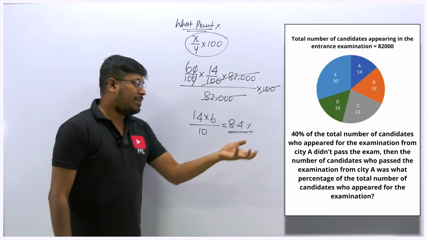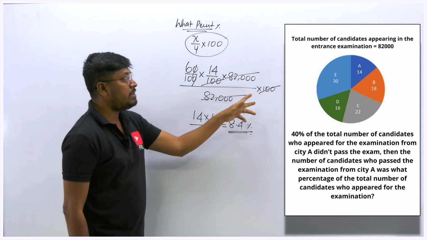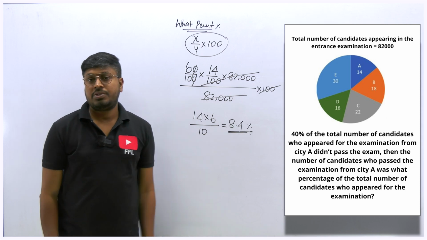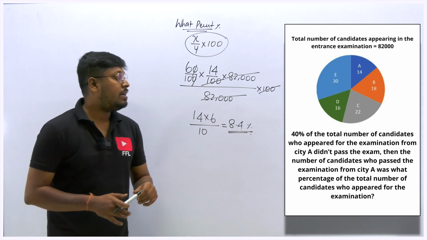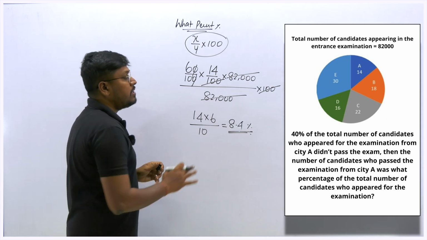So I think I have solved all the 5 DI questions. One previous question I think I have missed. It's a basic question. You have to find what is 22% of 82,000, right? So an easy question. All the 5 questions are easy.